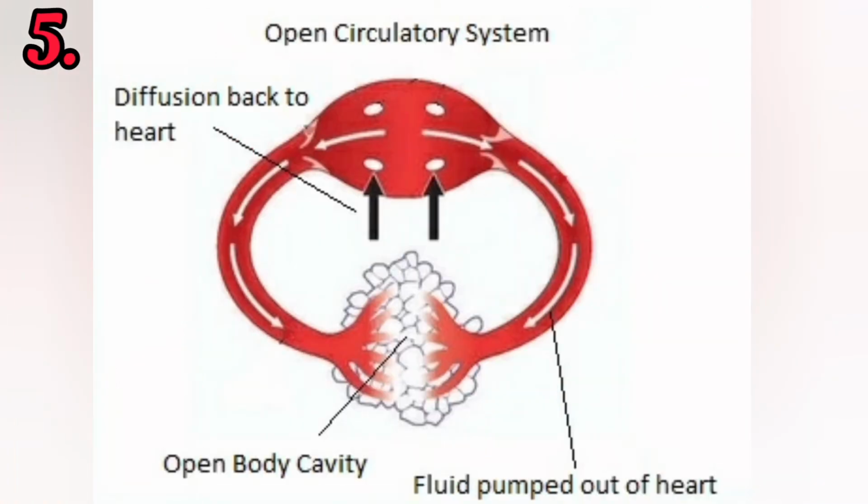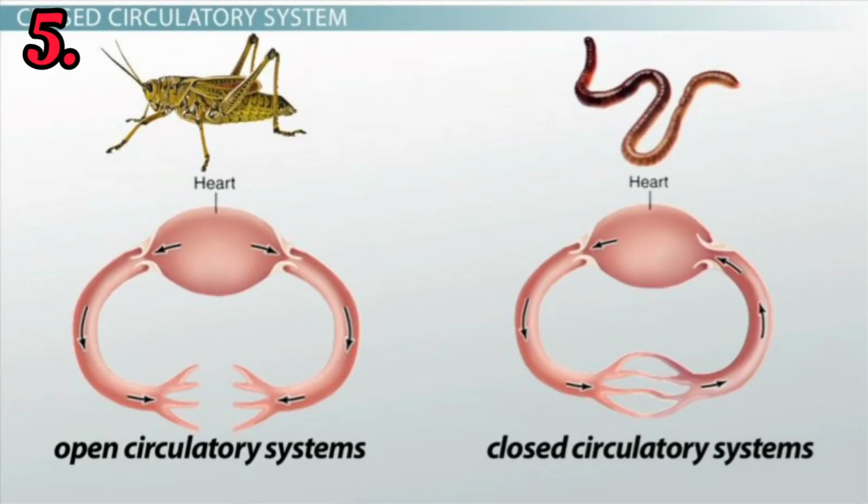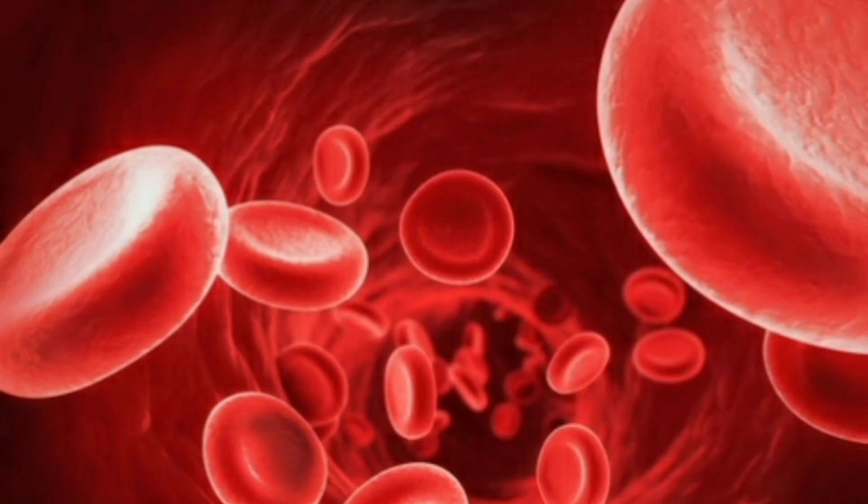In the open type of circulatory system, the respiratory pigment, if present, is dissolved in the blood plasma. While in the closed type, the respiratory pigment is present and may be dissolved in plasma, but is usually held in the RBC or red blood corpuscles.